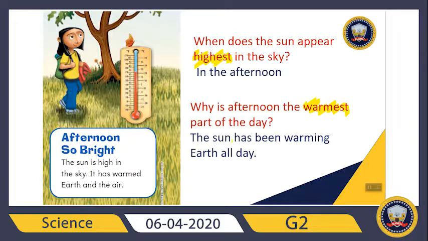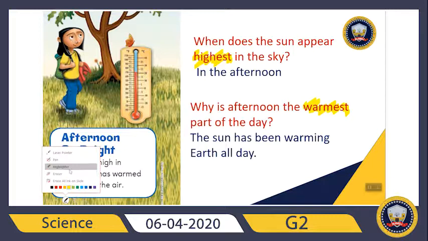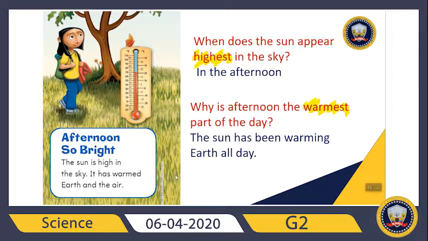The sun has been warming the earth all day. So the second part of the day we call afternoon. The sun is high in the sky. It has warmed the earth and the air. So why is afternoon the warmest part of the day? Because the sun has been warming the earth all day. Okay, let's see number 3.